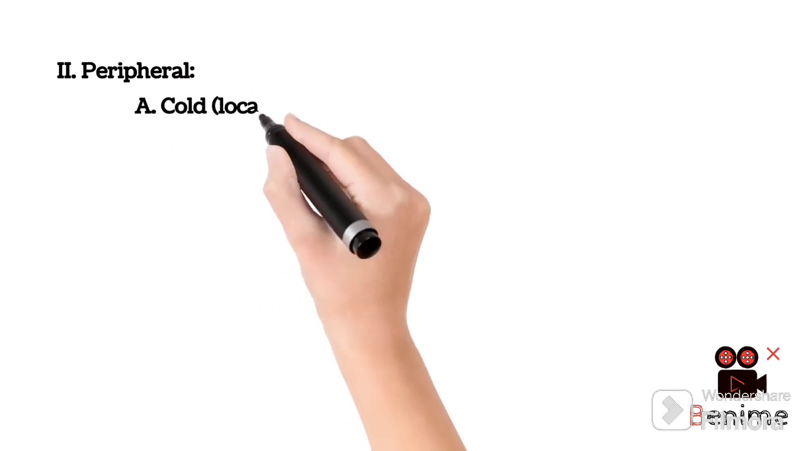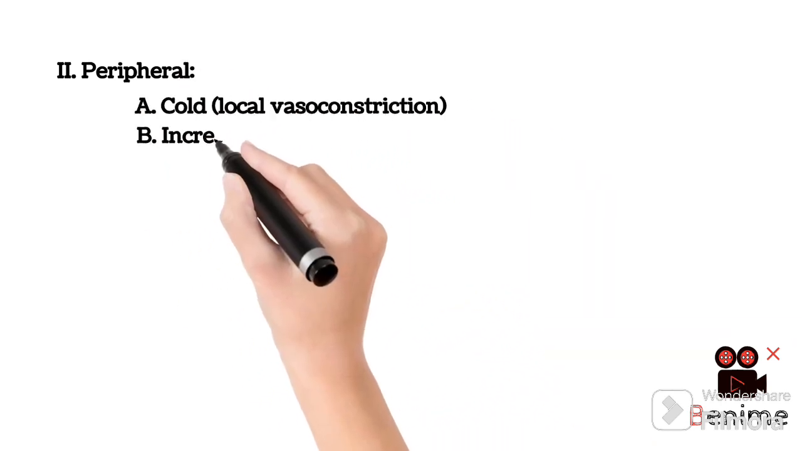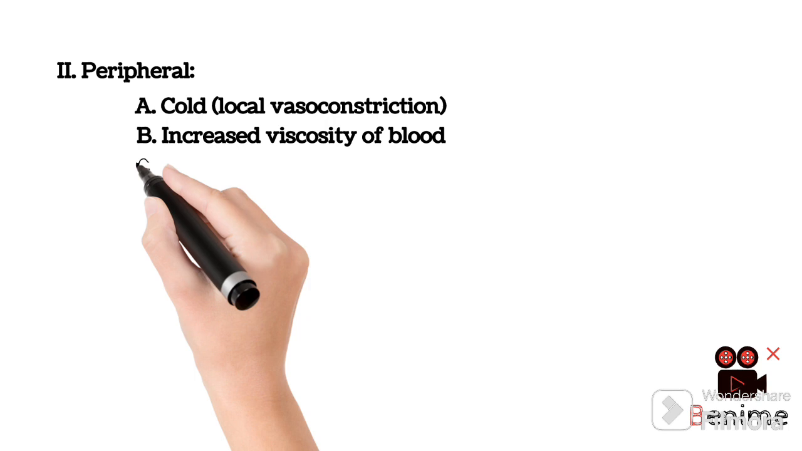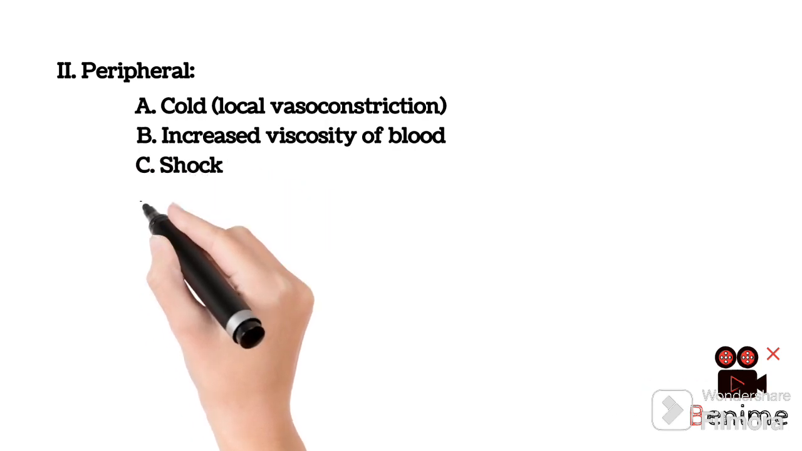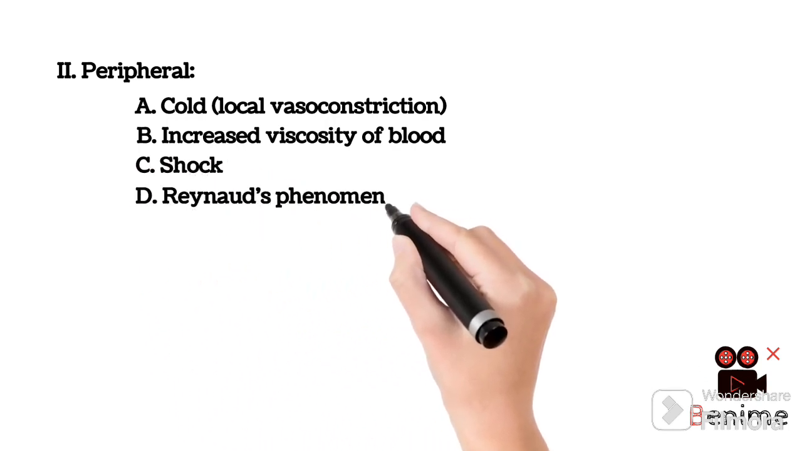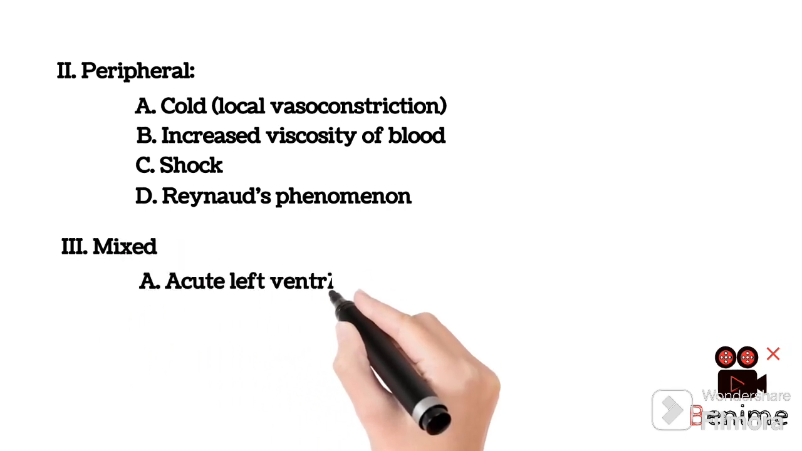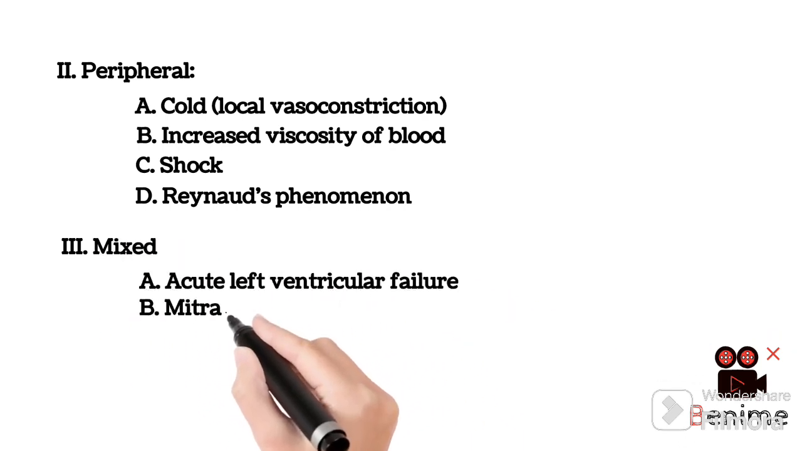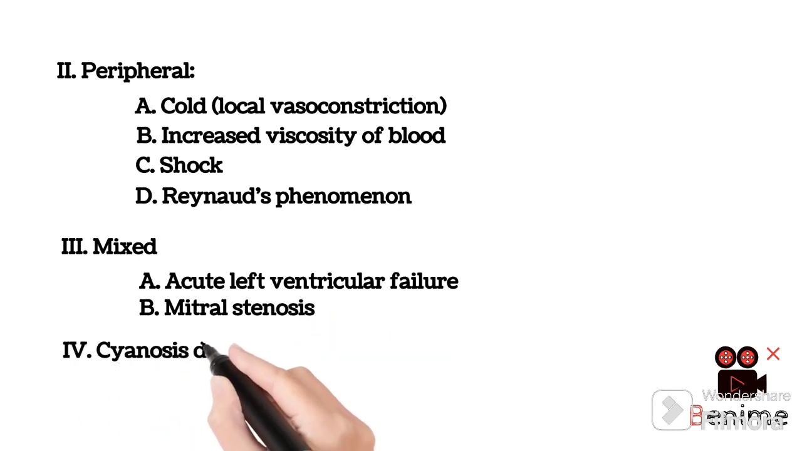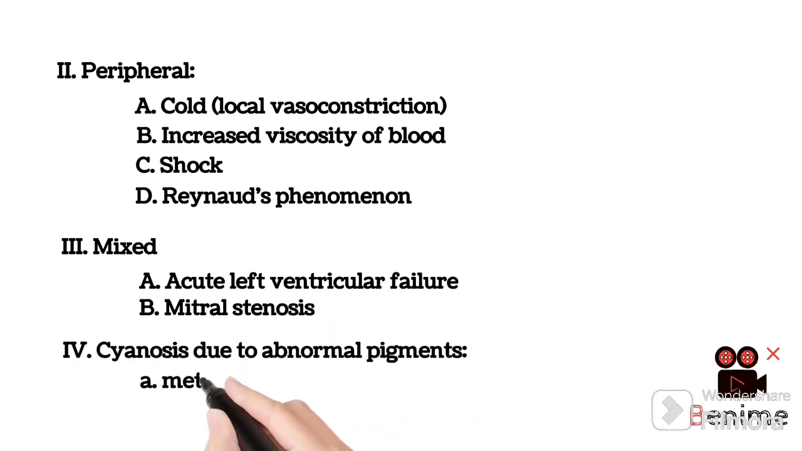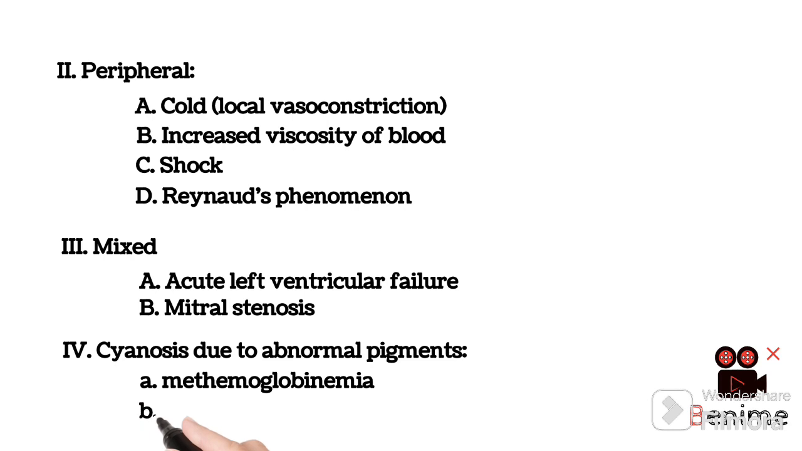Peripheral cyanosis: cold, local vasoconstriction, increased viscosity of blood, shock, Raynaud's phenomenon. Mixed cyanosis: A. Acute left ventricular failure. B. Mitral stenosis. Cyanosis due to abnormal pigments: A. Methemoglobinemia. B. Sulfhemoglobinemia.